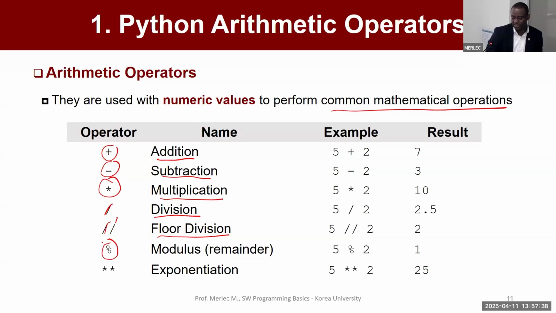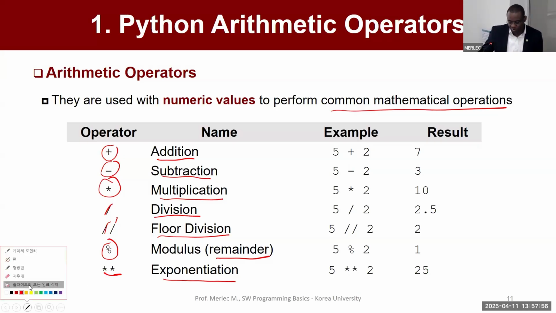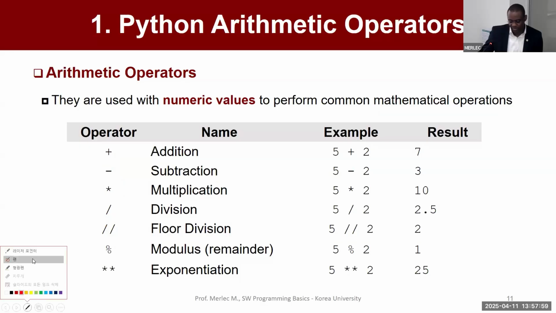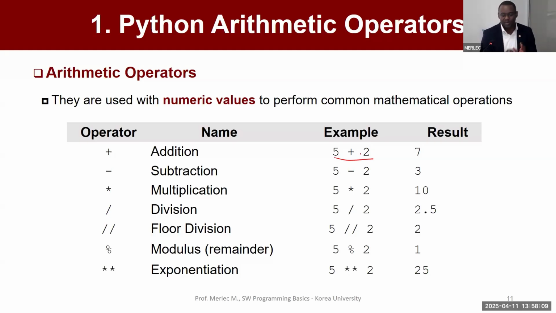Then we have the percentage sign, which is used for the modulus, the division that returns only the remainder of the division. Star star is used for exponentiation. So to do exponentiation in Python, we use star star, double multiplication. Like a normal addition expression in Python, you can do an expression directly on numbers, like here, 5 plus 2, that will give you 7.